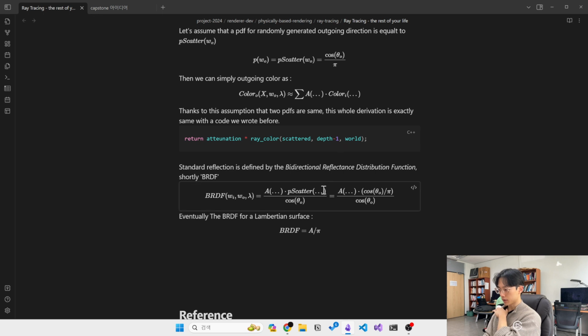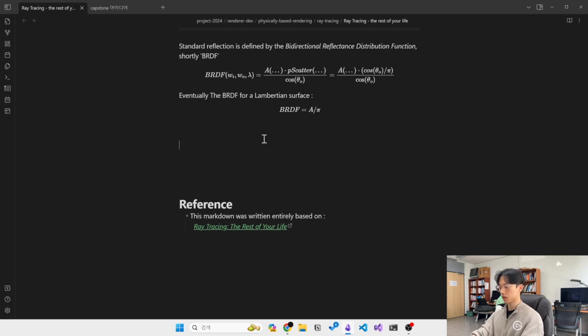So if we substitute the p scatter with this equation, then we get that the BRDF is simply A over pi. Okay, this is the end of the things that I learned on the last weekend. And now let's start.